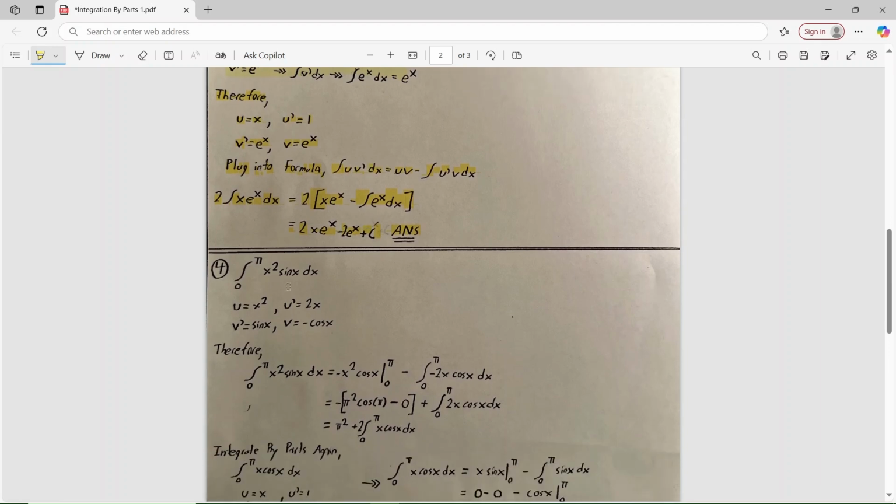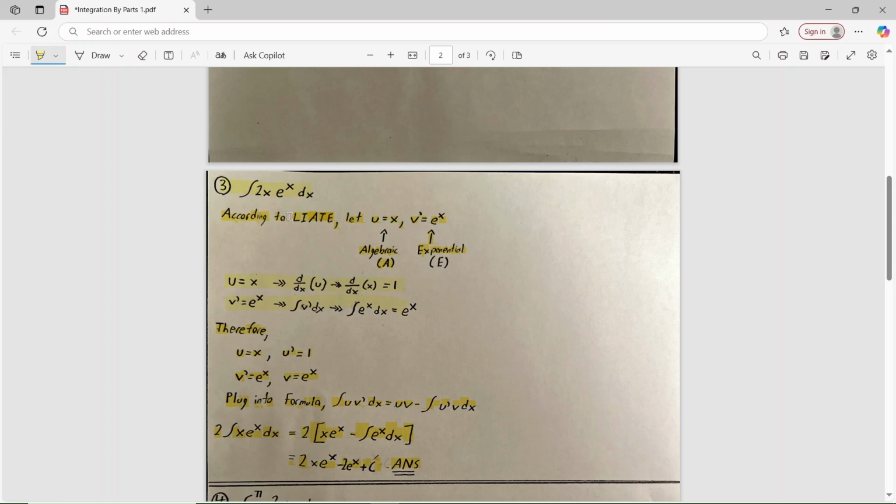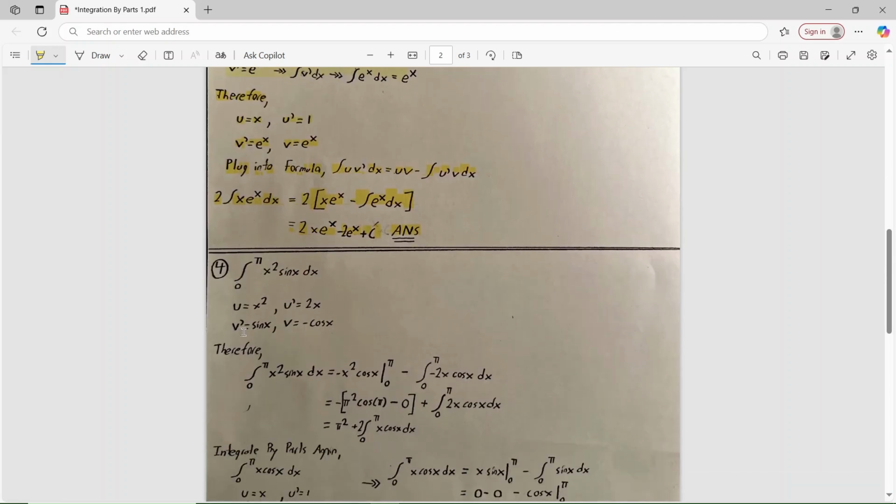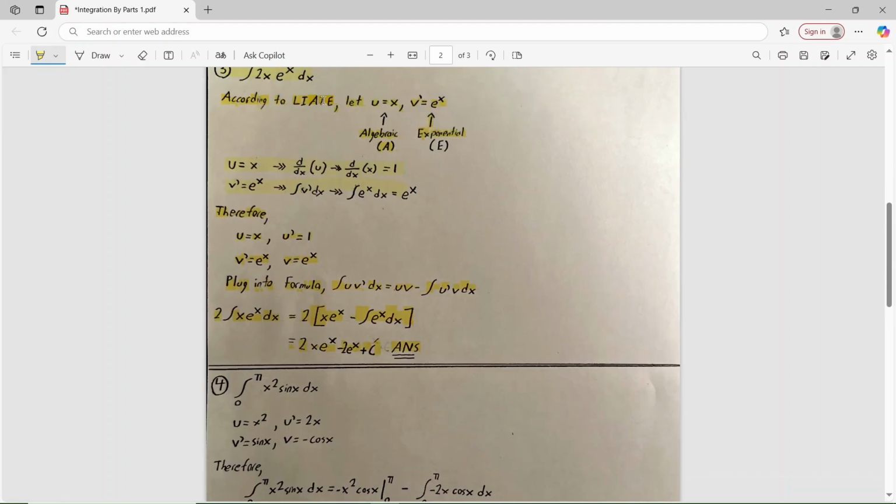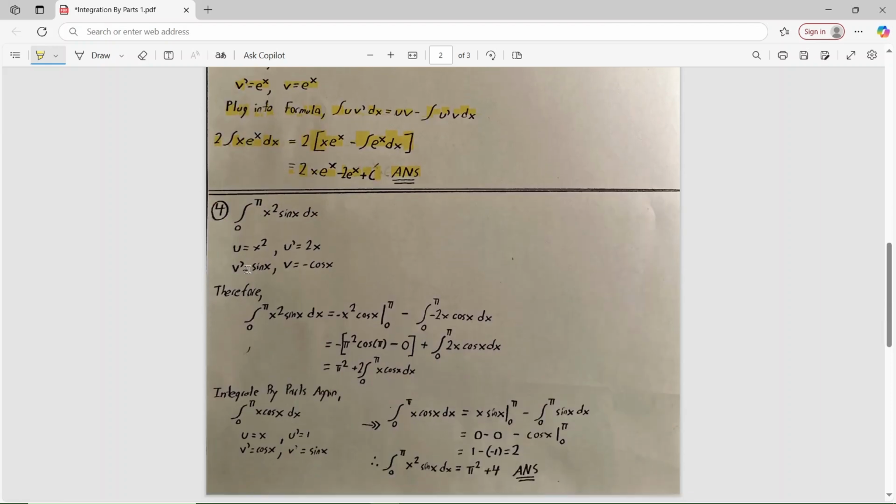Next question. This is a definite integral. So again, we've got to figure out what u prime is, what v prime is, what v is, and what u is. Now I selected u to be x squared because it's algebraic, furthest to the left on LIATE. And then v prime is sine x because it's trig, it's to the right of the algebraic. So v prime is T, u is A, u is on the left, v prime is on the right. Then we figure out the integral of v prime and the derivative of u.